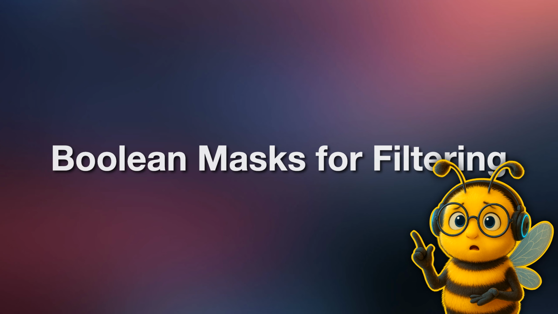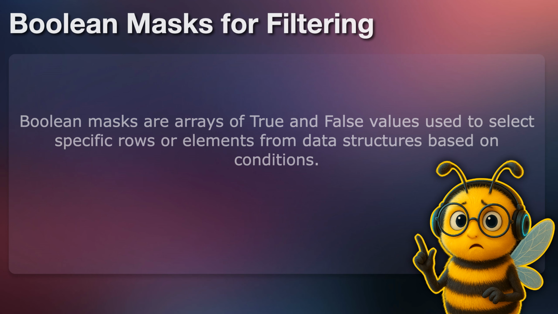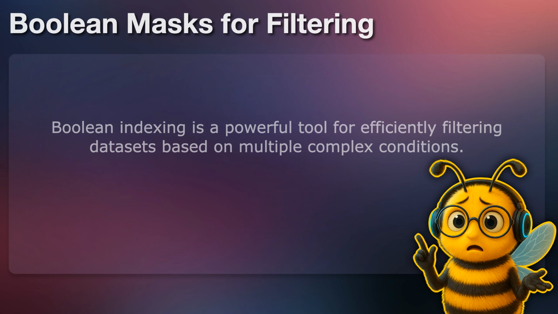Let's dive into using Boolean masks for powerful and efficient data filtering in Python. Boolean masks are arrays of true and false values used to select specific rows or elements from data structures based on conditions. Boolean indexing is a powerful tool for efficiently filtering datasets based on multiple complex conditions.